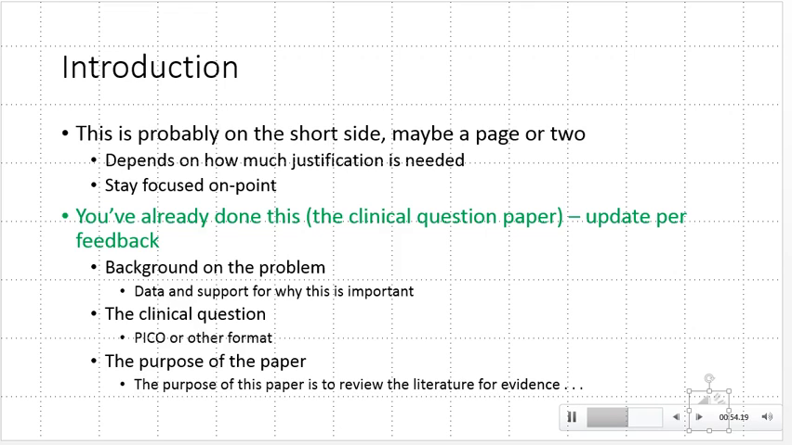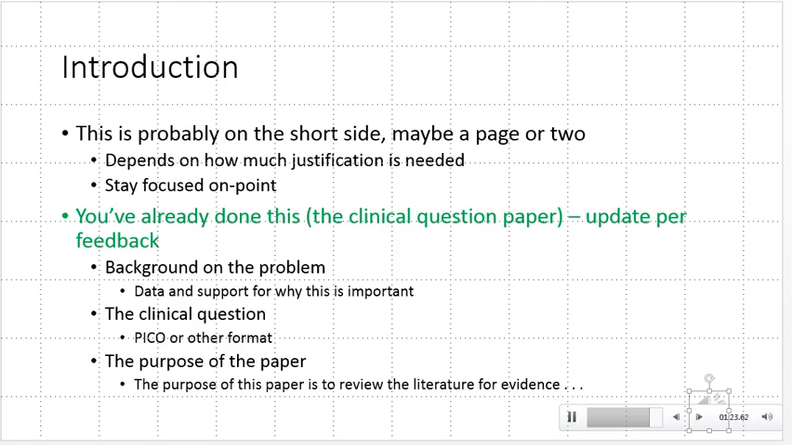As I said earlier, you've already done this in the clinical question paper, which is fabulous. So when you're putting this into the introduction of your completed paper, just make sure to update per feedback that we've given you. The introduction has background on the problem, including data and support for why the issue is important, has the clinical question in PICO or other format, and then the purpose of the paper.